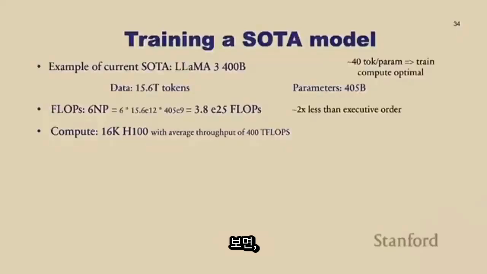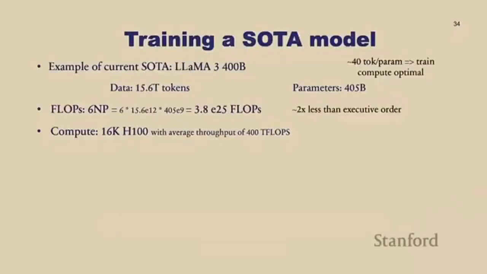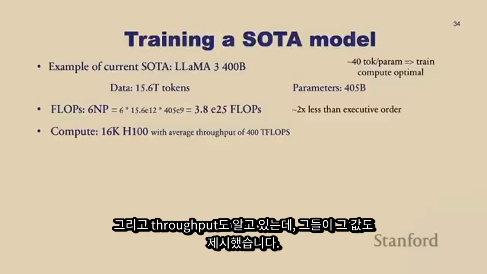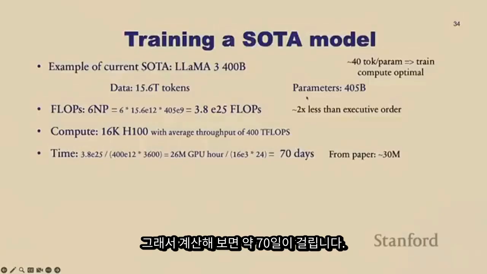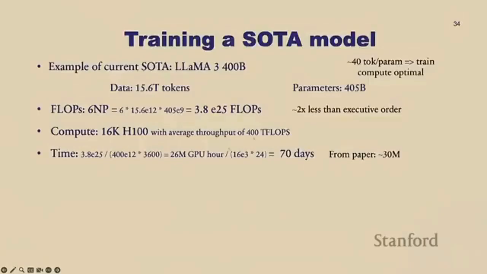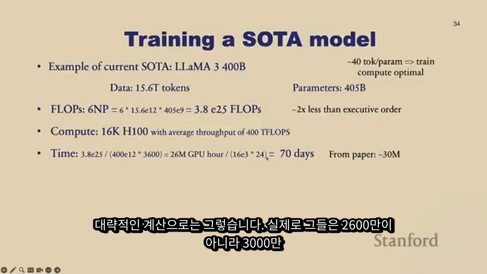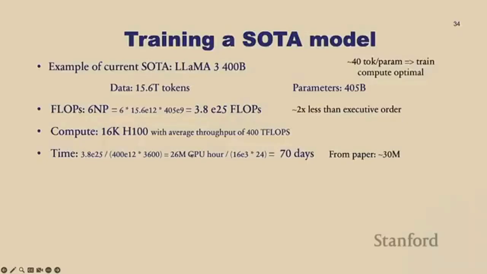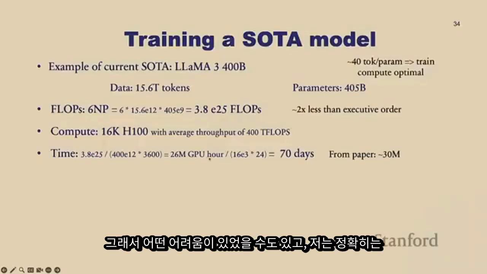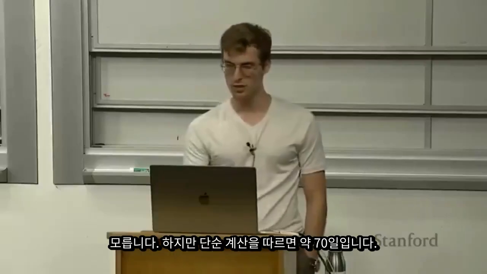Okay, compute. We know that they trained it on 16,000 H100s, and we know the throughput they set it to. So if you do the computation, it takes around 70 days, or 26 million GPU hours. At least that's with my back-of-the-envelope computation. They actually said that they used 30 million instead of 26 million GPU hours. So maybe they had some challenges, I don't really know. But if you follow the simple computation, it's around 70 days.